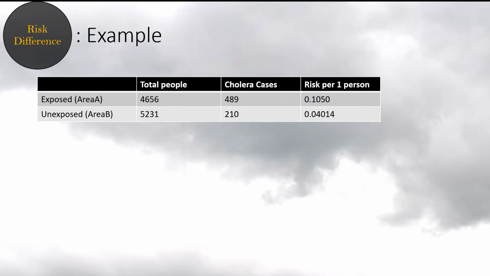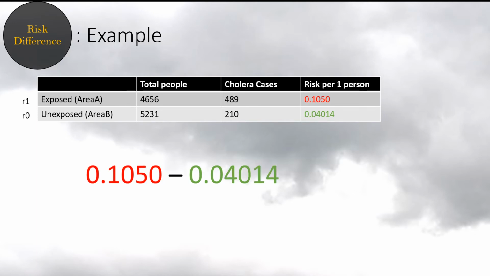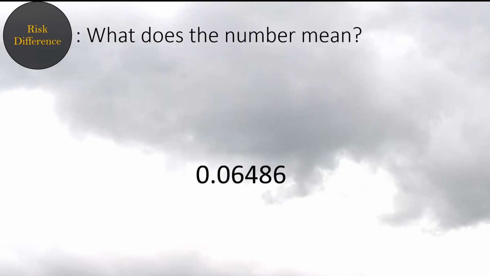numbers. So we find out our risk per one person first. Chuck in our R1 and R0 on the side there. Plug this in. I'm going to color code them from now on. R1 will be red, the exposed will be red, and the non-exposed will be green. Okay? So then we plug in the numbers, get our result, 0.06486. But what does this number mean?